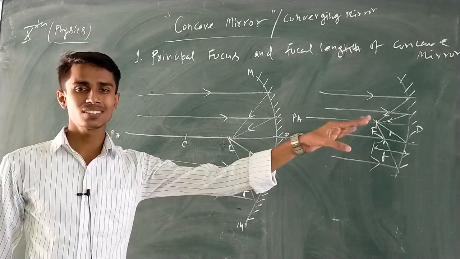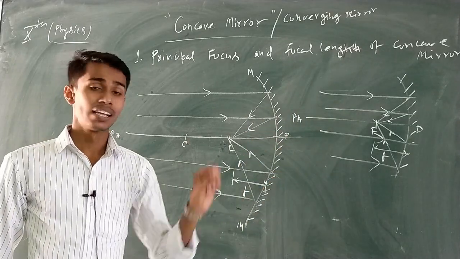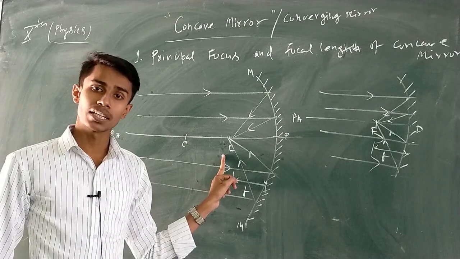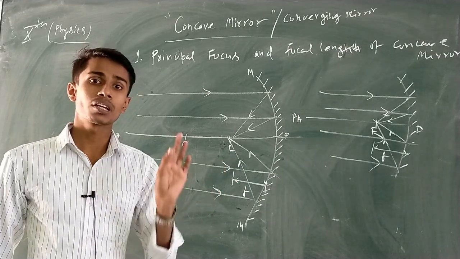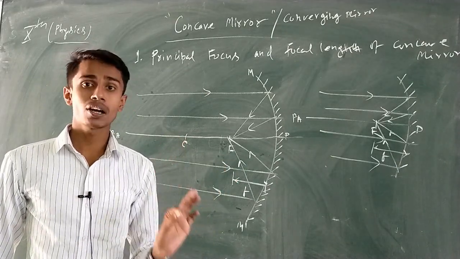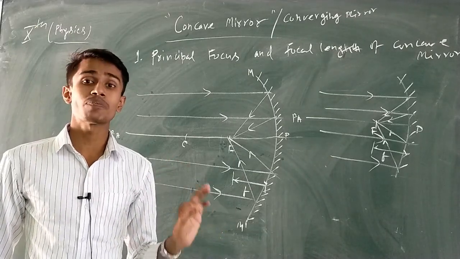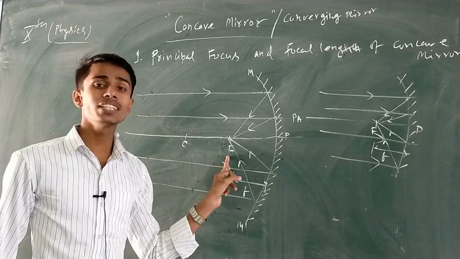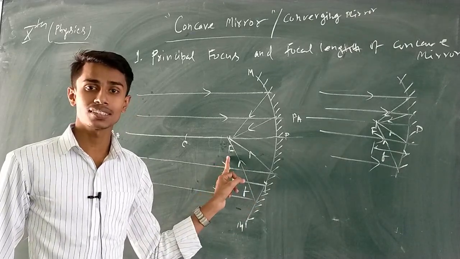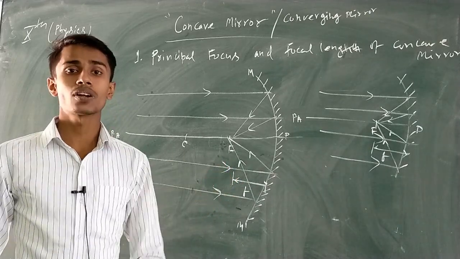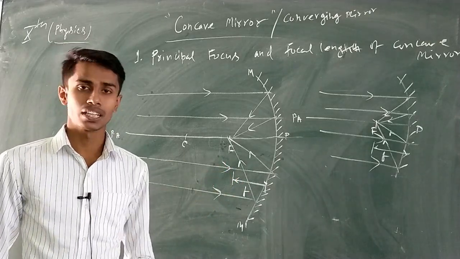The same will not be the case with the convex mirror. We will discuss it later. In a convex mirror we have a virtual focus. The principal focus of a concave mirror will be real. Why does a concave mirror have a real focus? Because for an incident ray parallel to the principal axis, the reflected ray actually meets in front of the mirror at a point on the principal axis. Actual intersection of light, actual converging of light, takes place at the focus, and thus the concave mirror has a real focus.